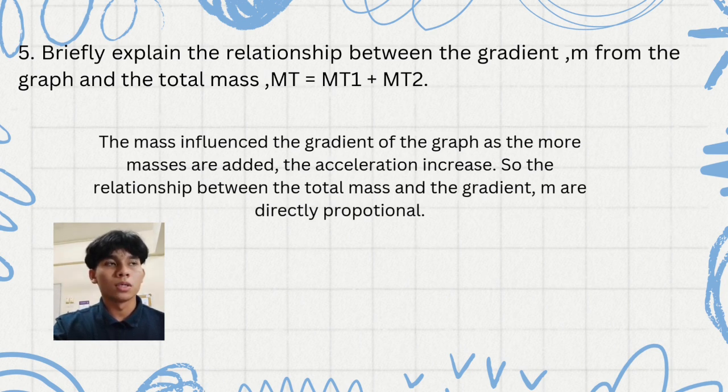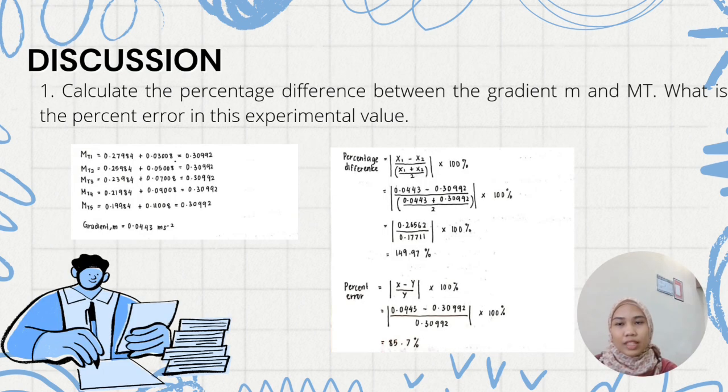From our knowledge, the mass influences the gradient of the graph. As more masses are added, the acceleration increases. So the relationship between the total mass and the gradient m is directly proportional. Next, let's move on to the discussion.